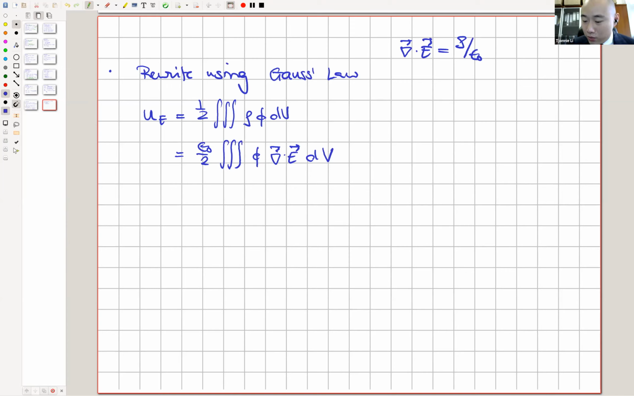So at this stage, I can use the product rule, or rewrite the product rule to introduce two terms. So this is just the integral here, and here I can simply write this as the divergence of phi E, the product of a scalar field and a vector field, minus the gradient of phi dotted with E.